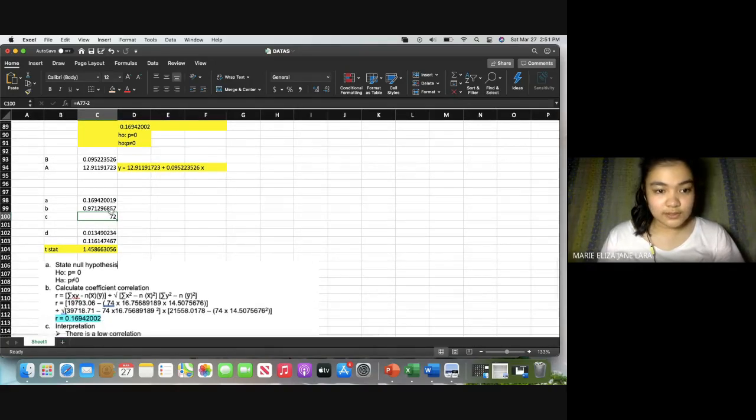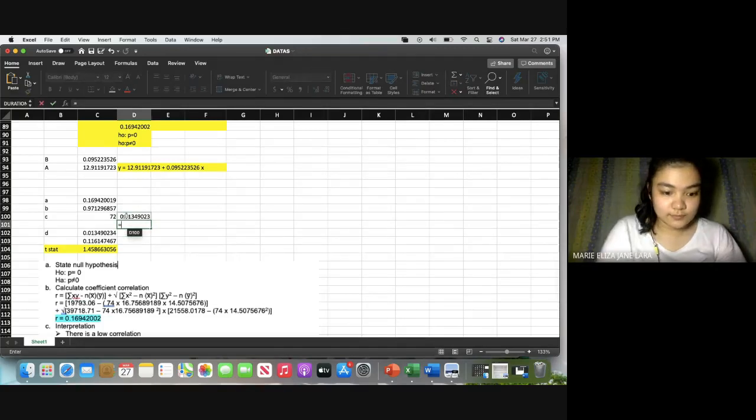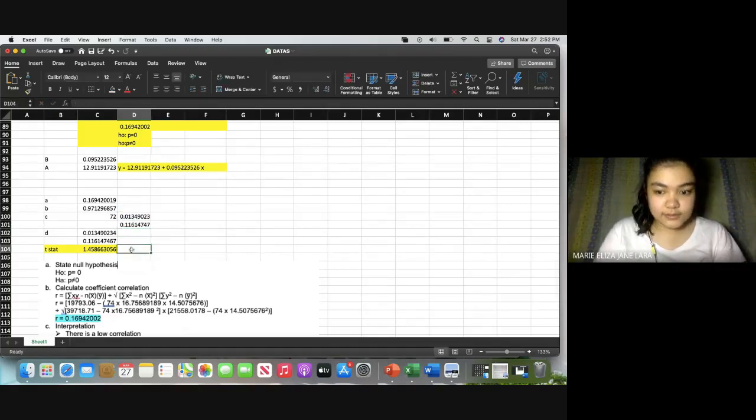What I did first is divide these two, and then take the square root of this value. And then the value of the correlation coefficient minus the population value is divided by the square root of this. Then you have your t statistic.